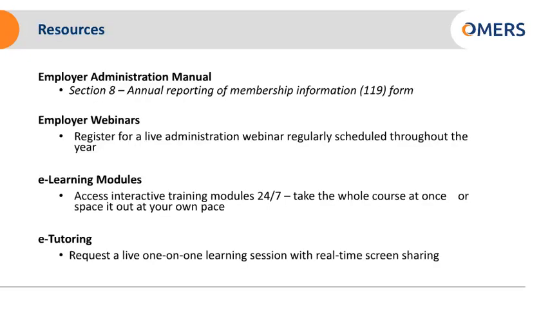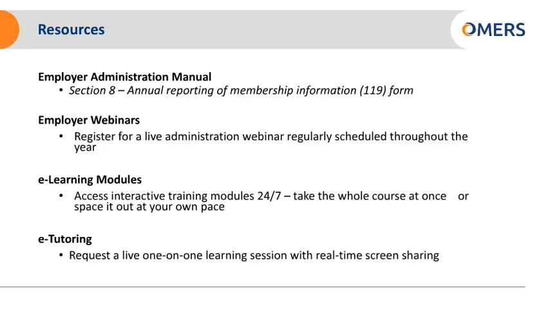The Online Employer Administration Manual is somewhat of an encyclopedia of OMERS administration policies and procedures. Anytime you have an administrative question related to OMERS, we recommend that you check the Employer Administration Manual, as you will likely find the answer. Section 8 specifically covers the 119 reporting process. However, the EAM is a great resource for all your OMERS administration.